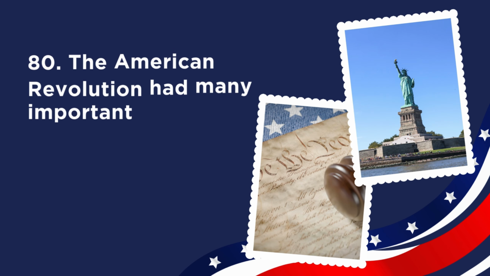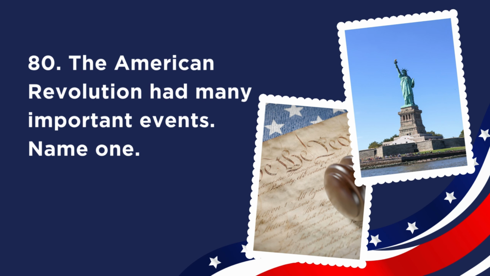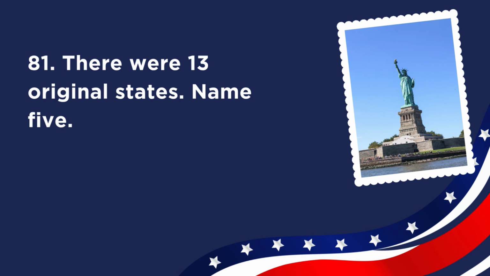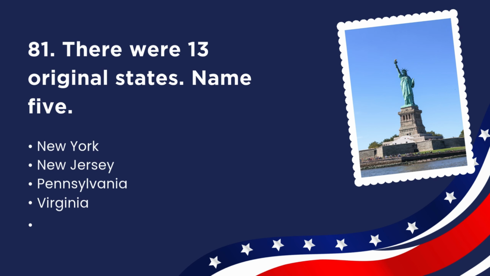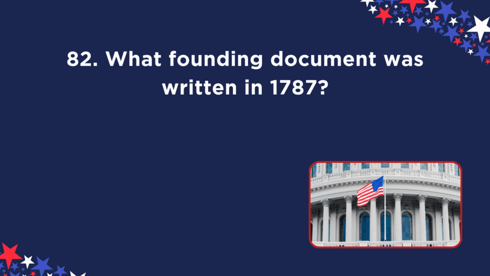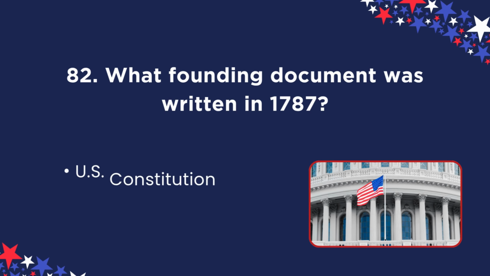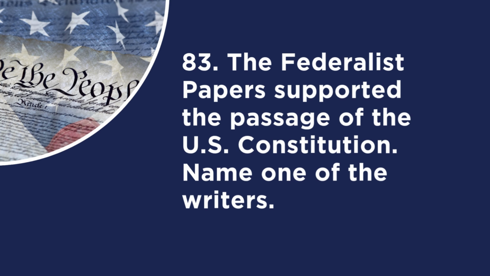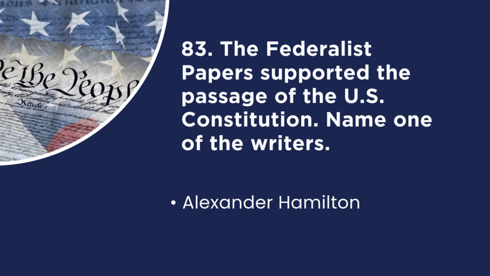The American Revolution had many important events. Name 1. Declaration of Independence. There were 13 original states. Name 5. New York, New Jersey, Pennsylvania, Virginia, and Maryland. What founding document was written in 1787? U.S. Constitution. The Federalist Papers supported the passage of the U.S. Constitution. Name 1 of the writers. Alexander Hamilton.